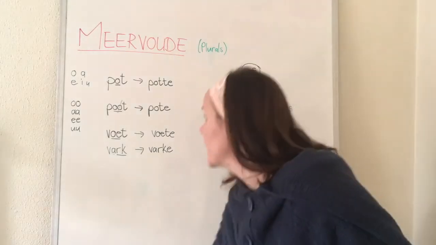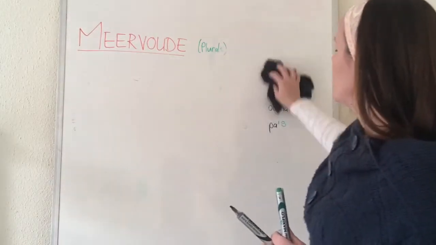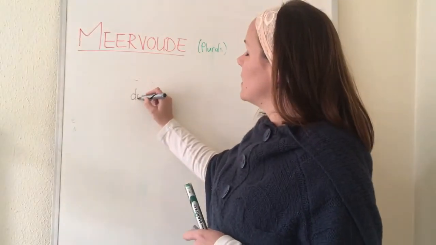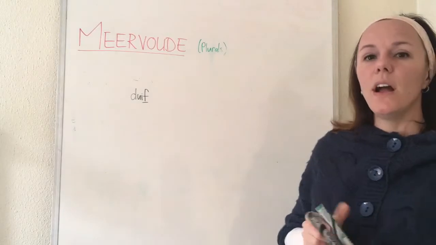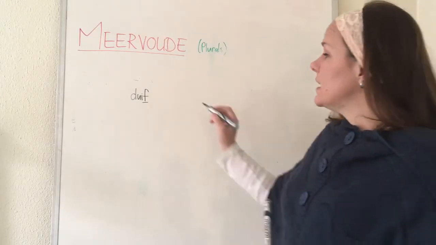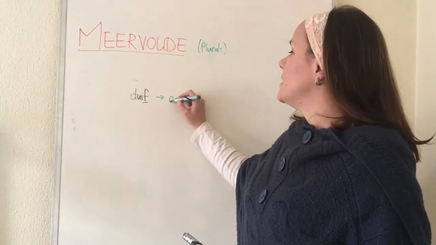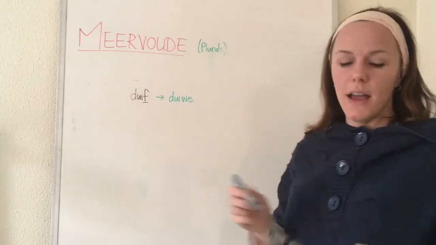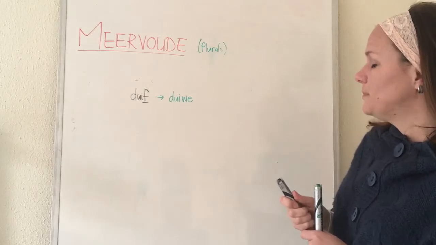Okay, let me just make some space here on the board. Next, we have words that end with F. So if I think of duif, for example, ends in F, remember that the rule there is the F becomes a W and then we add E. So duif becomes duiwe. Brief will become briewe, and so on.